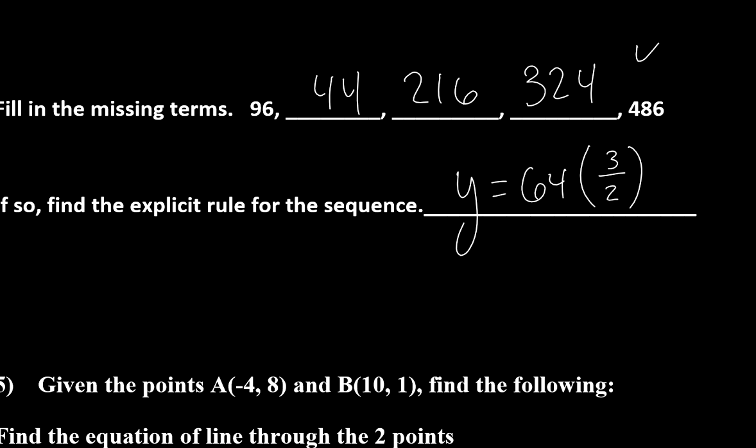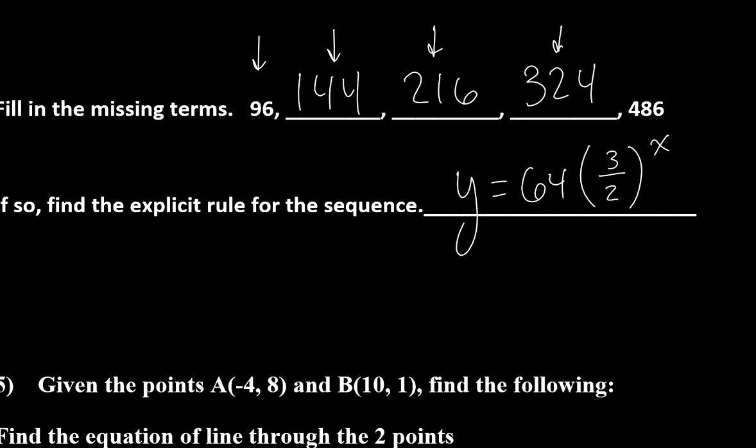So y equals 64 times, keep multiplying by 1.5. How many times do you multiply? Well, it depends on the term number you want, right? If you want the first term, x would be a 1, and you just multiply by one of them. If you wanted the second term, you'd do it twice. This is supposed to be 144. If you want the third term, the fourth term, the fifth term.